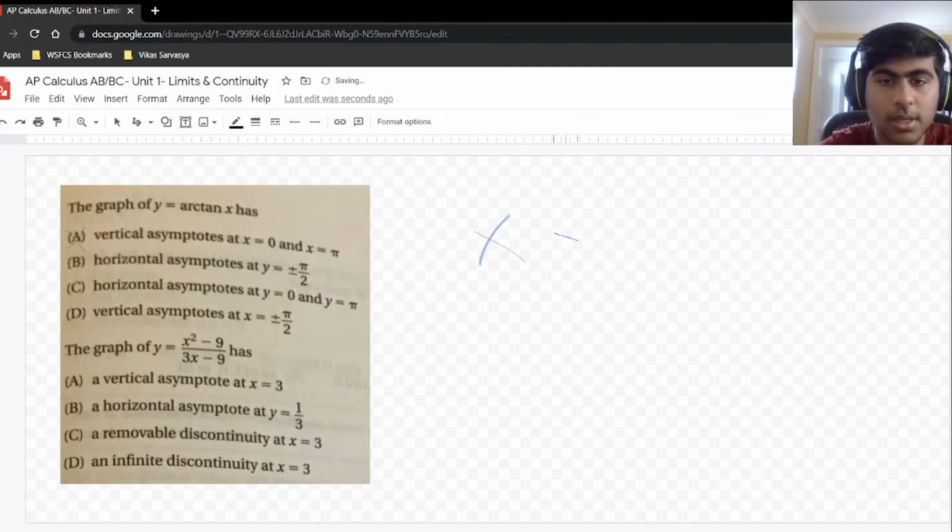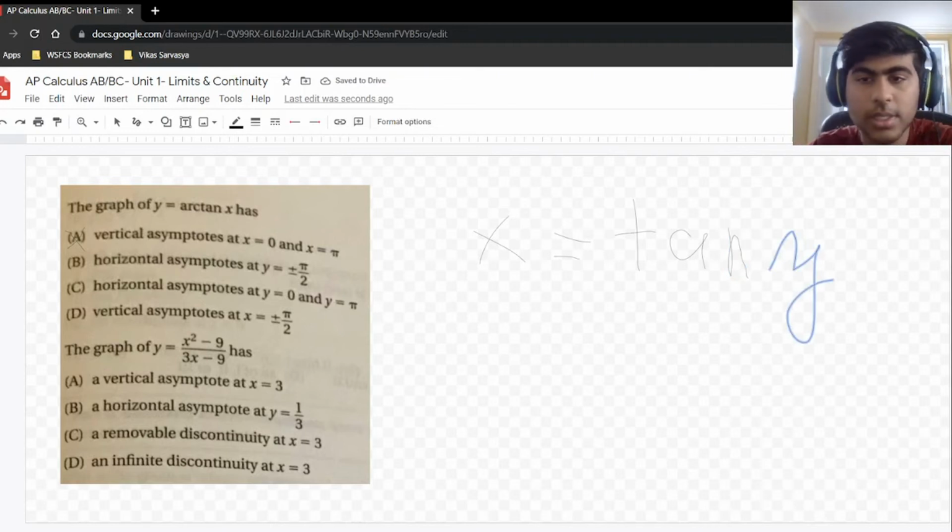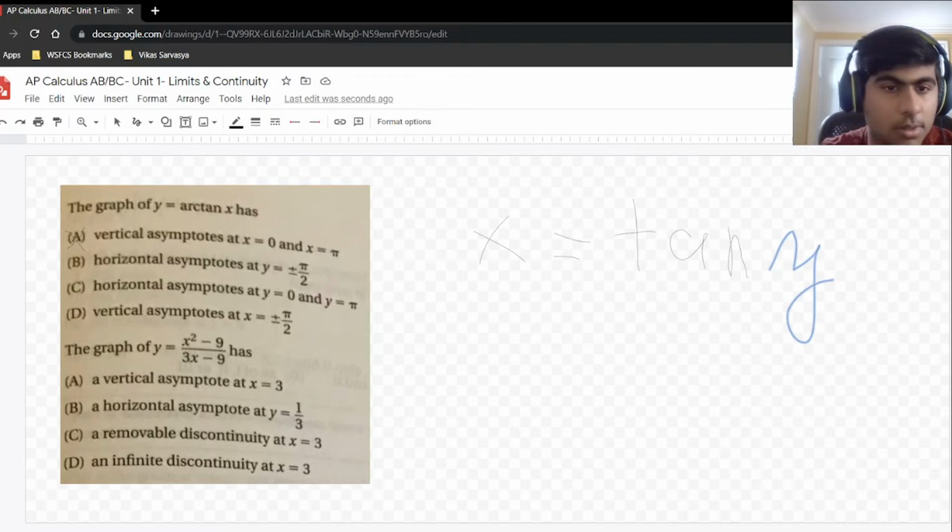Let's put this back. x equals tan y. If we put in 0 for y, we get x is 0, right? Because tan y is just the sine over cosine. Sine is 0, cosine is not 0, so x becomes 0. If we plug in y equals pi, we get the same thing. Sine is 0, cosine is not, it's negative 1. So that just becomes x equals 0. So those are not horizontal asymptotes. So this one, C, does not work.